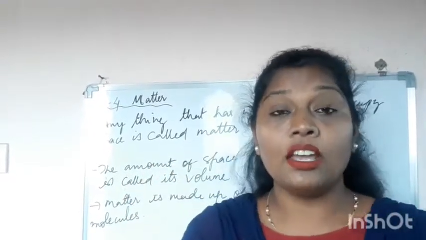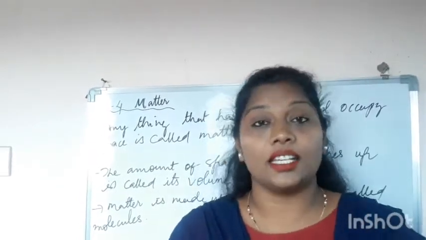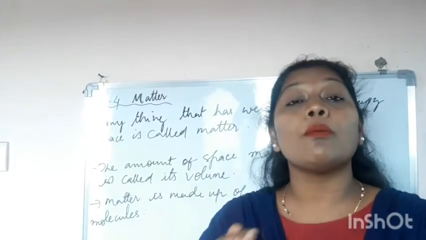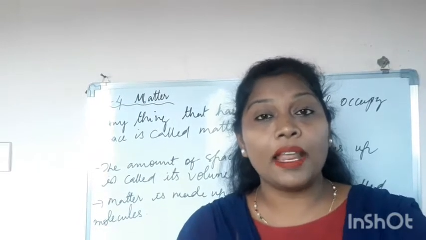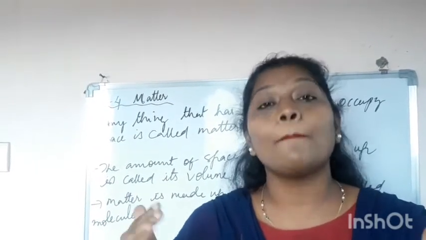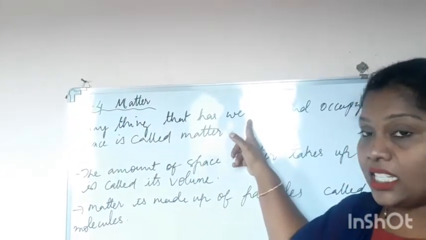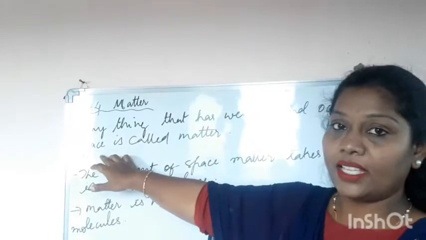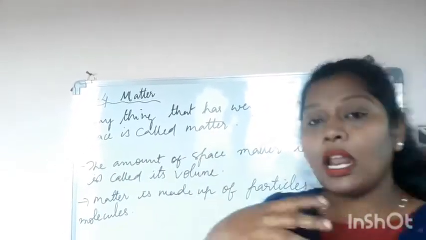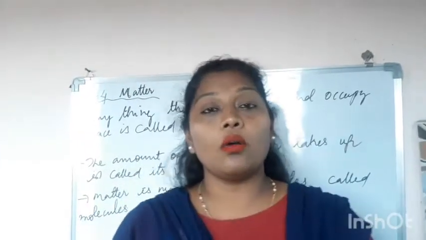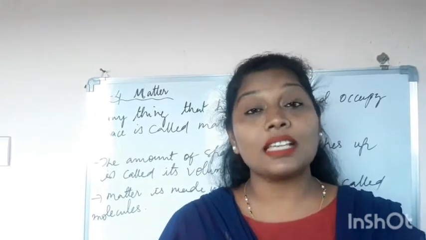So in the same way, whenever we are talking about any object which has some weight, it should have weight, and when it is placed at any place, it should occupy some place. So children, anything that has weight and occupies space is called matter. Okay. So now let us talk about what this matter is and what kind of things come under this.